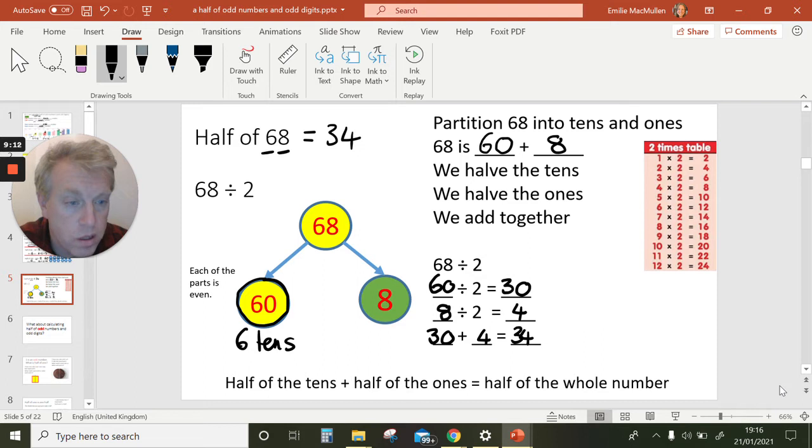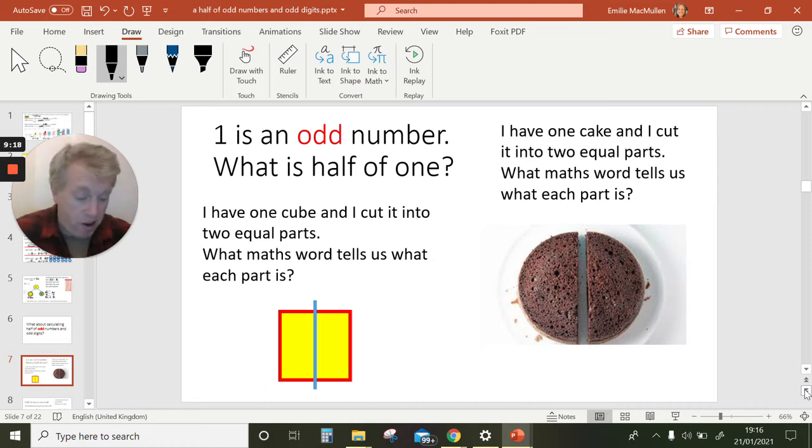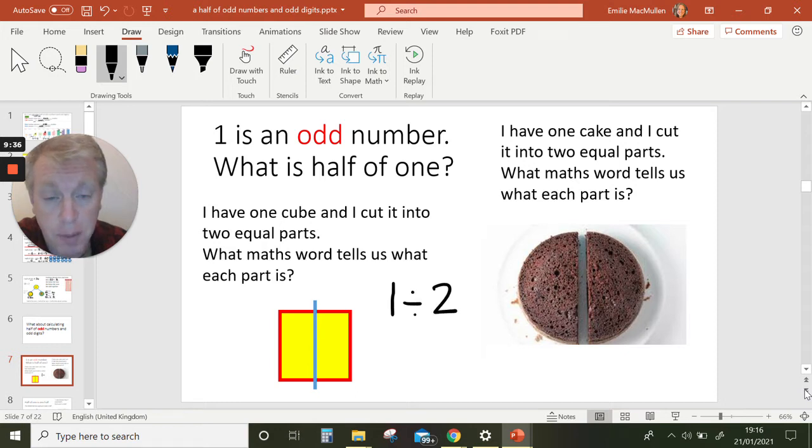And what do we do when it's odd numbers and odd digits? Well, let's start with the very first of the positive odd numbers. So 1 is an odd number. What is half of 1? What is 1 halved? What is 1 divided by 2?